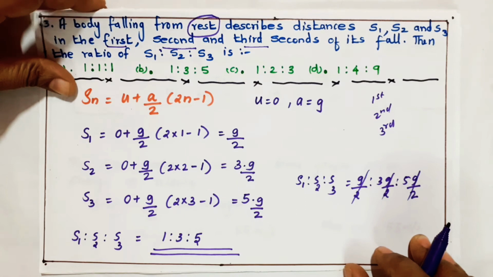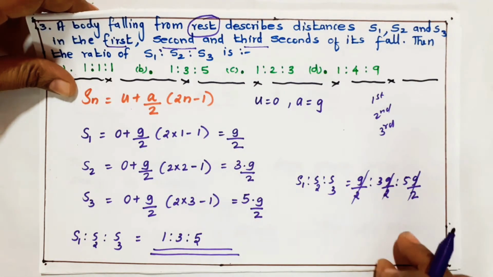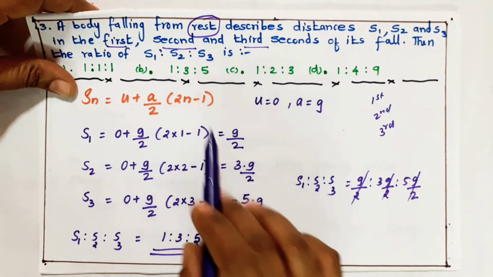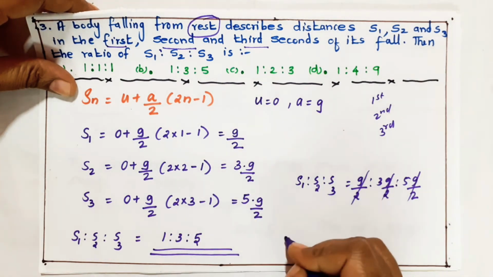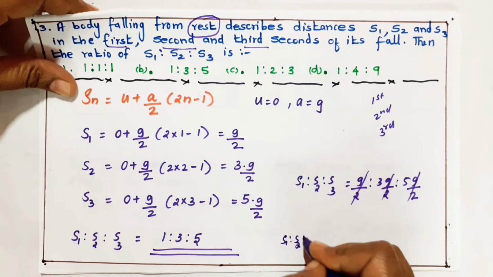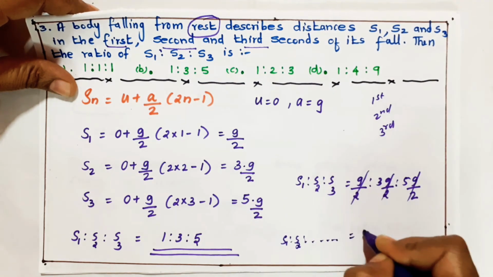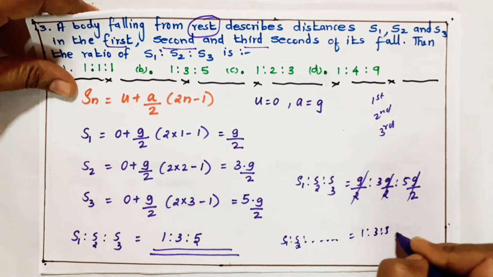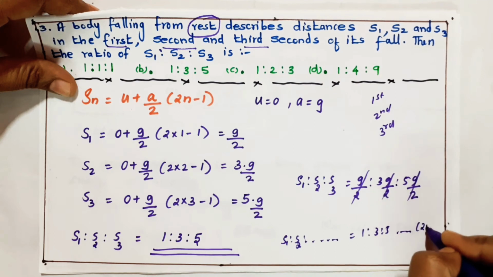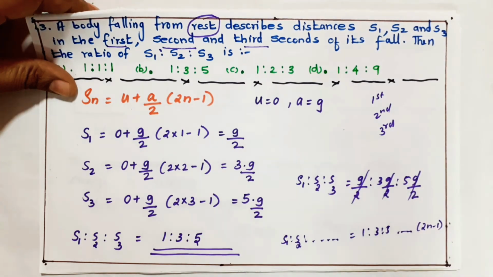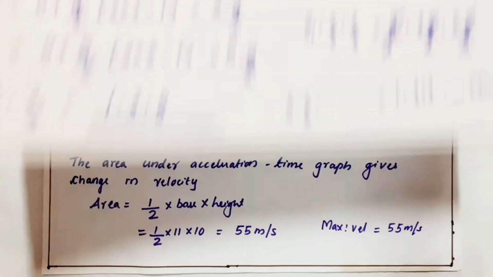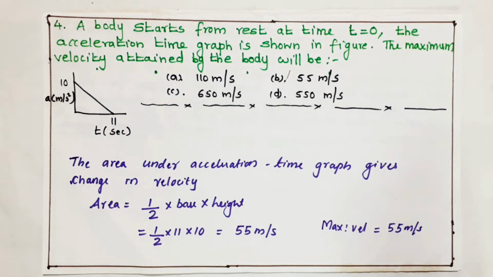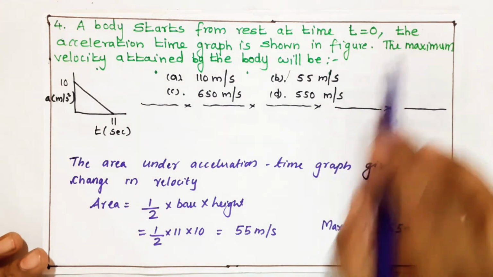Like that it goes, right? Or if they are asking for the nth term, you can write it goes up to 2n minus 1. If they are asking S1 is to S2 is to etc., 1 is to 3 is to 5 is to etc., till what term will it come? 2n minus 1. Like that also they can change the question. Clear?